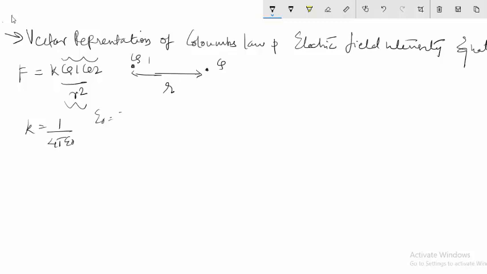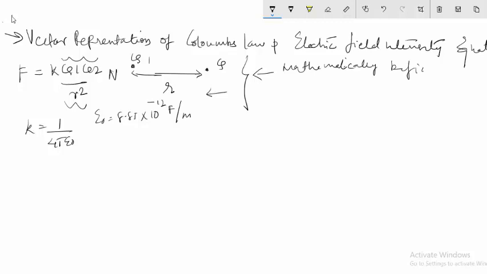The value of epsilon naught is equal to 8.85 into 10 raised to minus 12 farad per meter. So this is the universal law, and this is how Coulomb's law is defined mathematically, and the unit is Newton. So this is the mathematical definition of Coulomb's law.